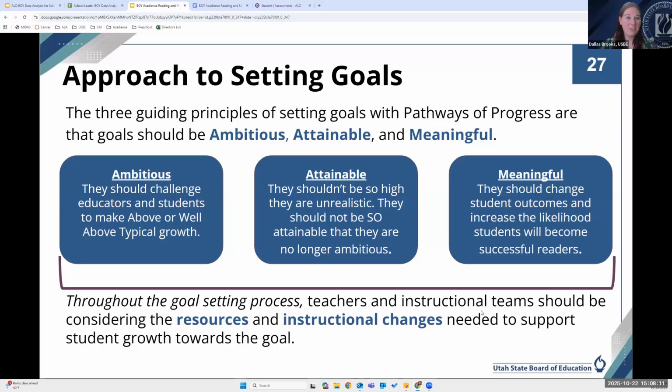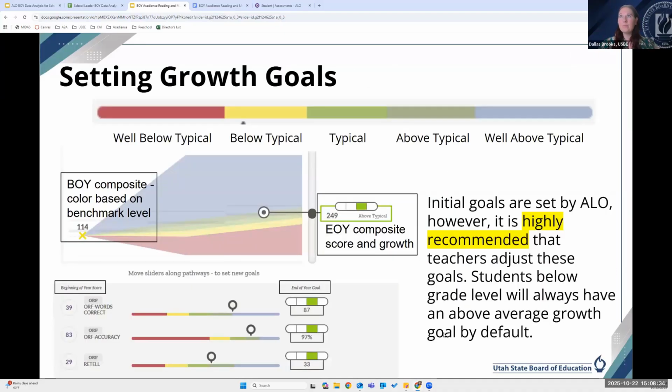And then we want it to be meaningful. We want it to be something that is going to help these students in the long run. So meaningful for a student who has a blue composite score could be to keep them at a blue composite score. A meaningful goal for a student who is yellow might be to push them into that green composite score, just making it meaningful for them and their future success.